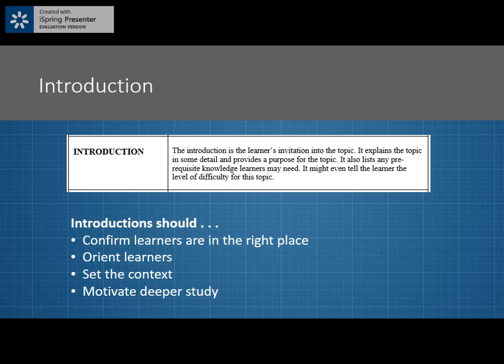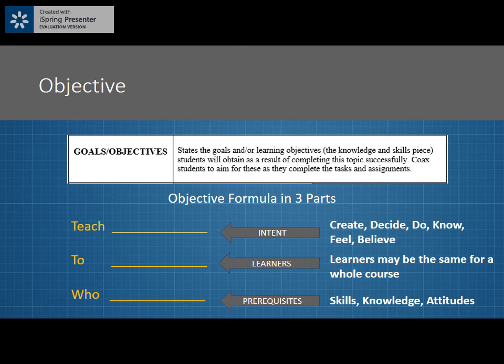Now let's look at the objective piece. We start each topic by designing the objective because the objective figures into literally every design decision. Objectives state the goals and/or learning objectives, that knowledge and skills piece students will obtain as a result of completing this topic successfully. We want to coax students to aim for these as they complete the tasks and assignments.